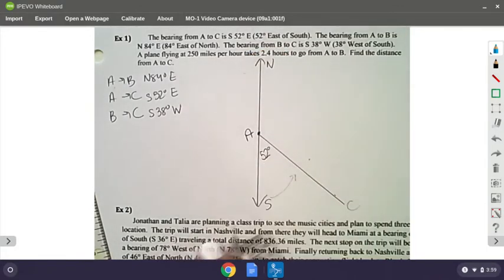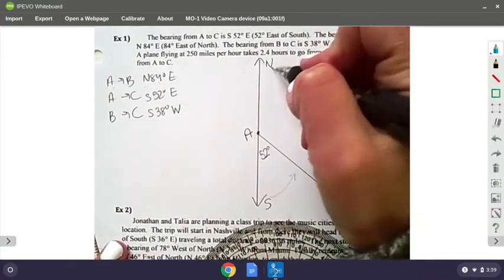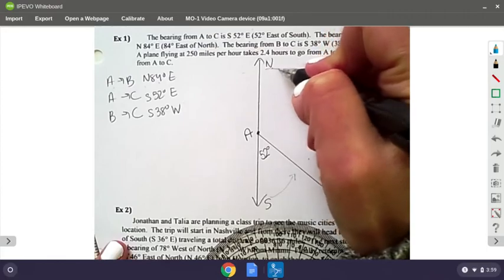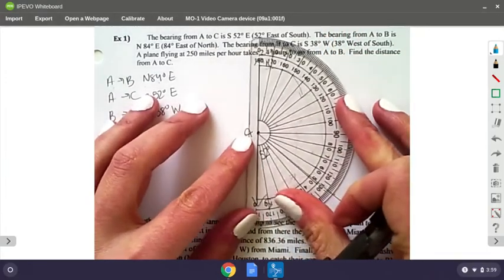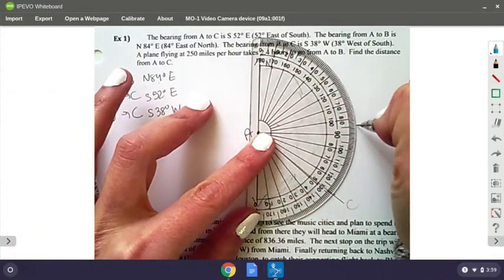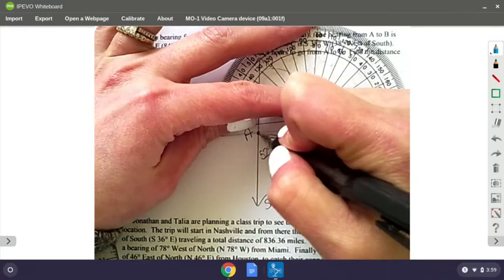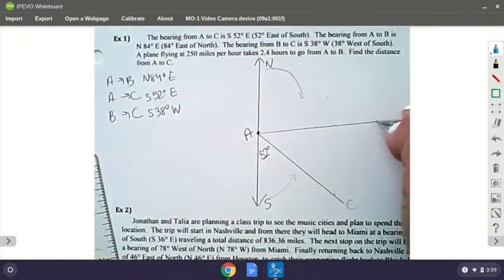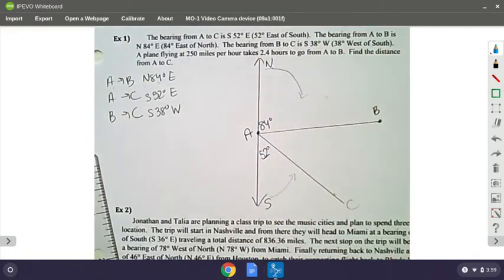I'm next going to do A to B. A to B is 84 degrees east of north. So here's north. 84 degrees east is going to be to the right. 84 degrees. So I'll put here. Okay, so I'm going to put my point B. I'm going to label this 84 degrees.